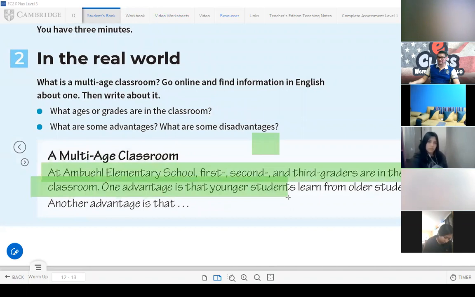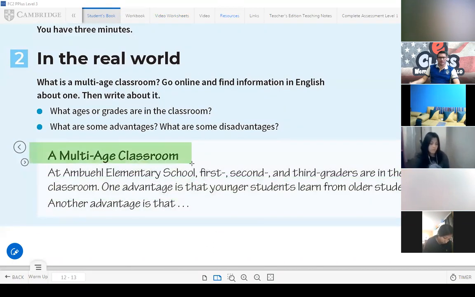One advantage is that younger students learn from older students. Another advantage is, this is about multi-age classroom, ¿ok? Quiero que ahora ingresen a Google y escriban multi-age classroom, ¿ok? Que busques information in English, ¿ya? And you tell me one thing about that, ¿ok? You can Google, you just write multi-age classroom. Inclusive puedes poner advantages and disadvantages.